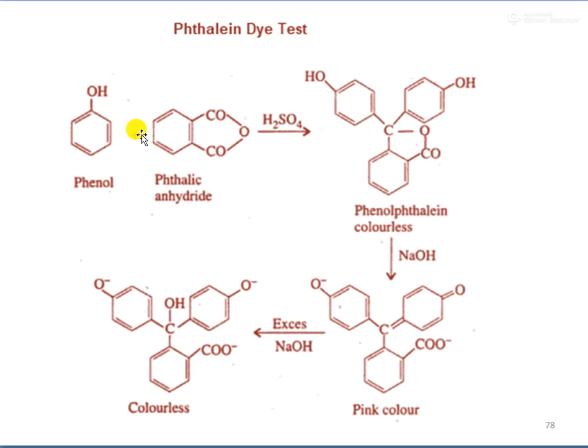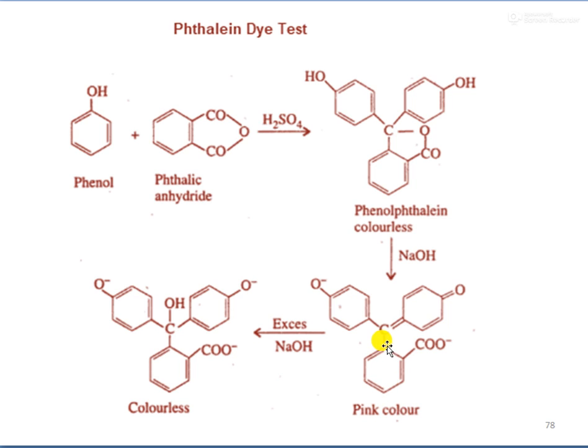In the phthalein dye test, phenol is reacted with phthalic anhydride in presence of sulfuric acid. We get phenolphthalein, which is initially colorless. So this is the compound here. When this structure is treated with the base sodium hydroxide, the OH groups are removed. Instead, you can see an O minus here and a double bonded oxygen, and this anhydride chain is also broken. You can see COO minus here, and this complex is a pink color.